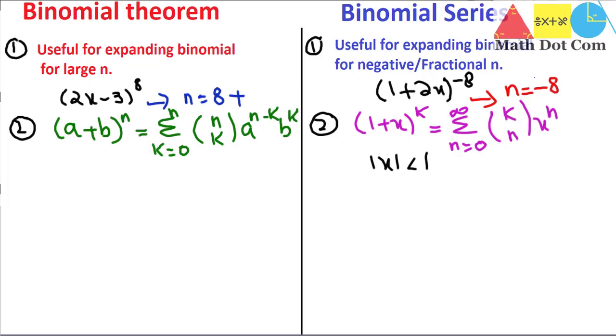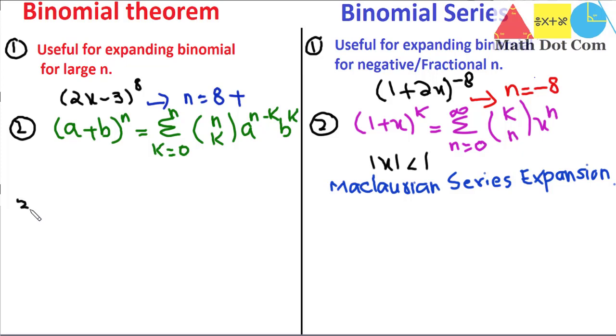Keep this in mind. This is actually a Maclaurin series expansion of the function. If I write here, it's a Maclaurin series expansion. If you expand this formula, it's exactly like that. So you cannot apply the binomial theorem or the binomial formula on the negative power or the fractional power, so you have to use the binomial series.